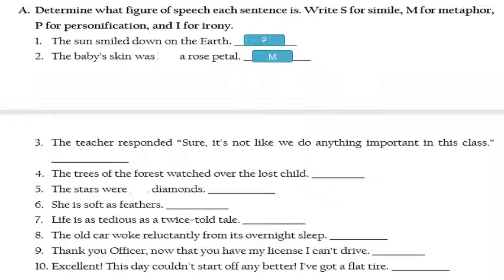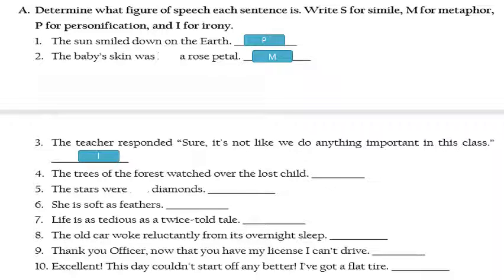The teacher responded, sure, it's not like we do anything important in this class. Could a teacher seriously say that or mean it seriously? For sure, no, because everything we do in class is very important. So here the teacher is being sarcastic. So this is irony. The trees of the forest watched over the lost child. Could the trees watch? For sure, no. Humans are the only creatures that could watch.